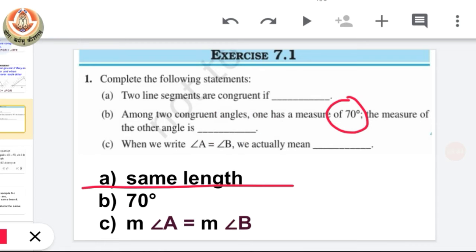And the next fill in the blank is, when we write angle A equals angle B, that means the measure of angle A is equal to the measure of angle B.